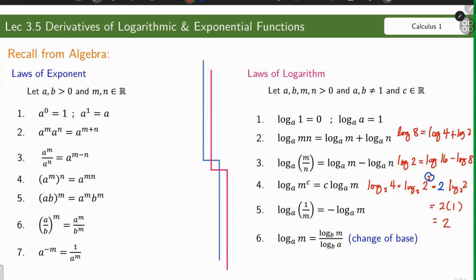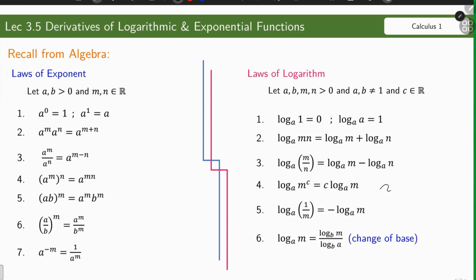Number 5. Okay, let's have logarithm of 1 over 16. The logarithm of 1 over 16 is equal to logarithm of 16 raised to negative 1. Okay, so using the power law, we have negative logarithm of 16.